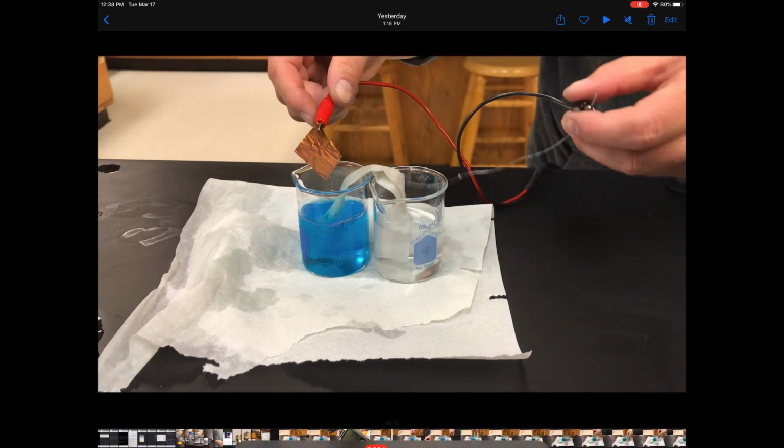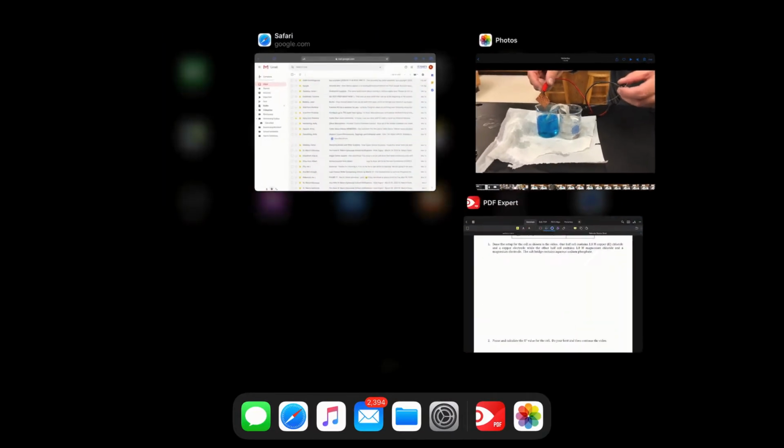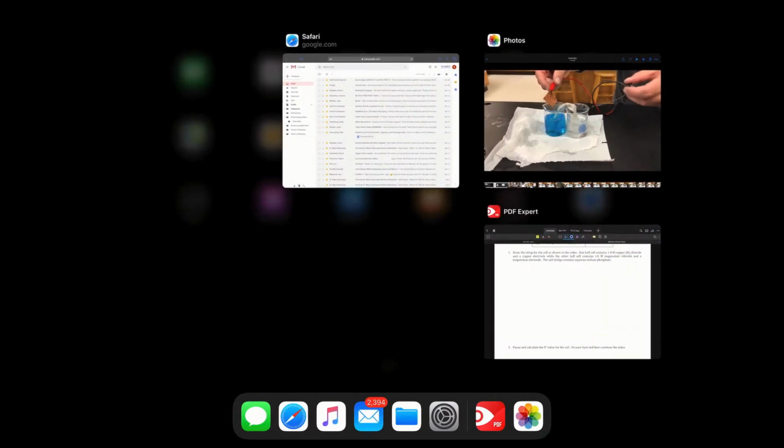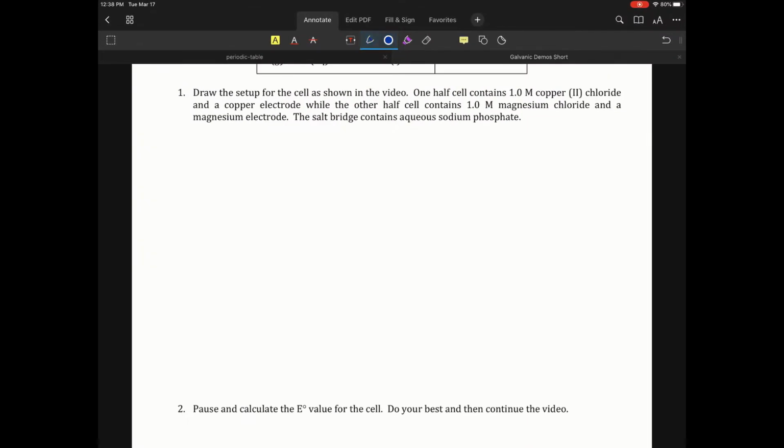So let's go back to our questions and draw our cell as best we can. So we have two half cells connected by that piece of paper towel in the middle. What's that piece of paper towel, by the way? That is our salt bridge. So let's go ahead and draw this.